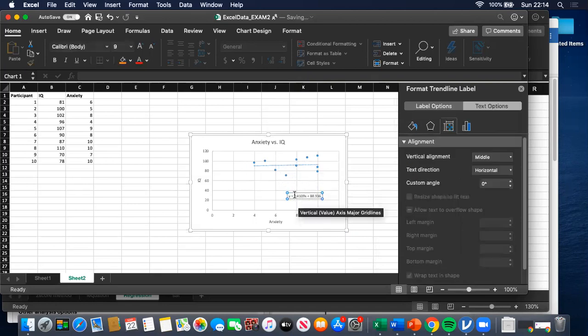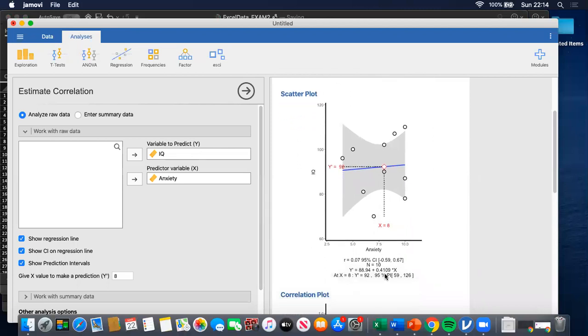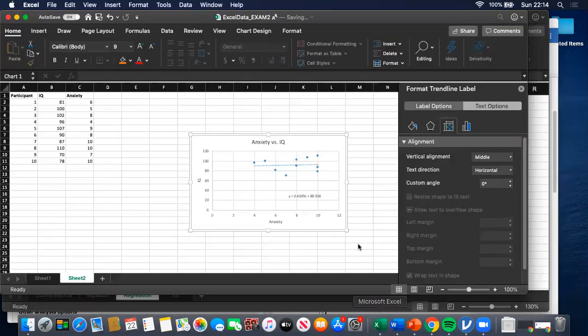right? So we get our regression equation there, y equals 0.41x plus 88.9. Right? And you can see that's the same as here. Jamovi flips the order, right? So they do 0.41 times x on the right side and 88.9 on the left, but that's the same equation, right? X is in the right place. So to get the same equation in both places, you can always check yourself that way, right?